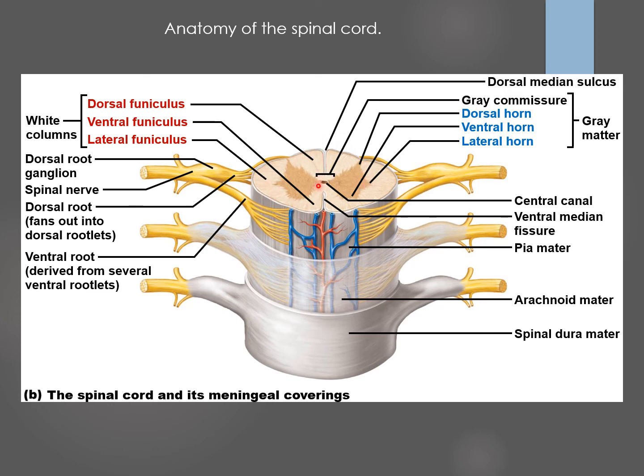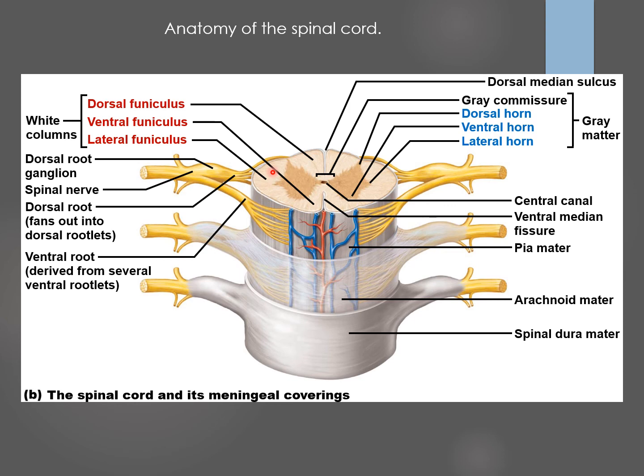This white matter that surrounds the gray matter. The white matter is traveling up and down the nerve cord. This white matter is myelinated, as you know, and that is bundles of axons that are called tracts. Remember, if it's in the central nervous system, it is called a tract.